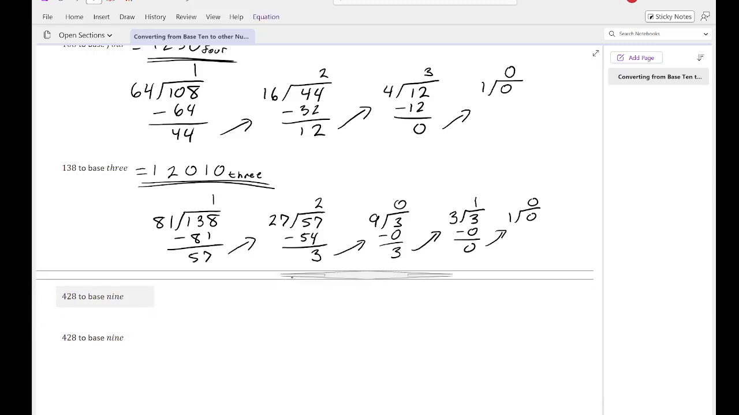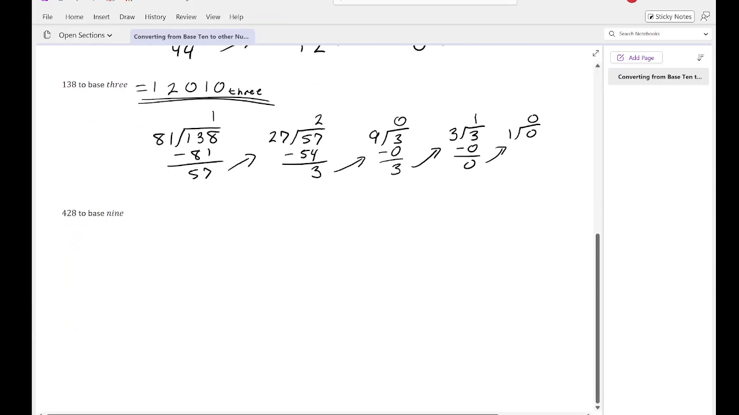One more time. 428 to base 9. I'm using powers of 9. The closest I can get to 428 without exceeding it is 9 squared, which is 81. 81 can go into 428 5 times, which gives me 405. Now that leaves me 23.